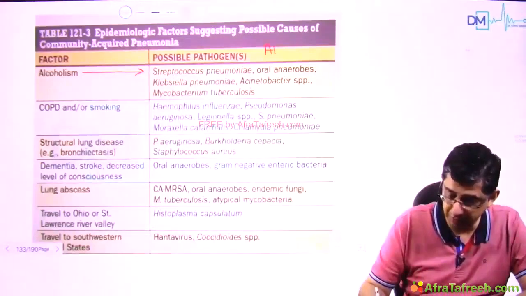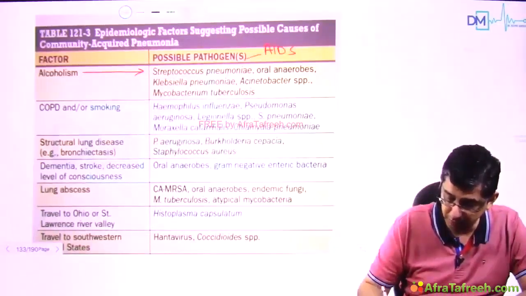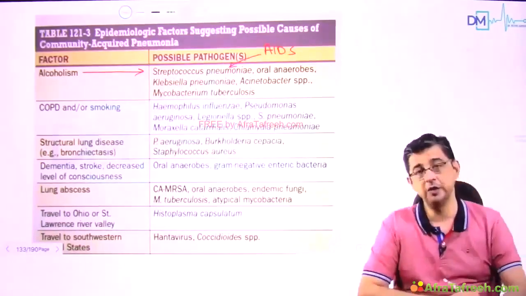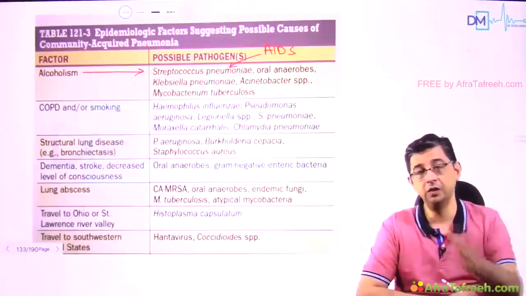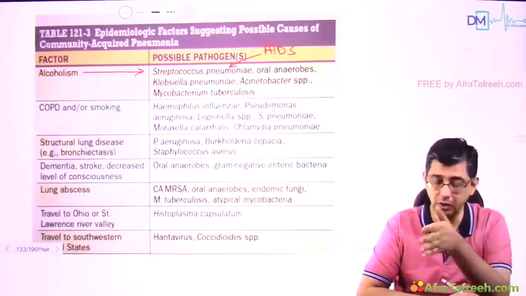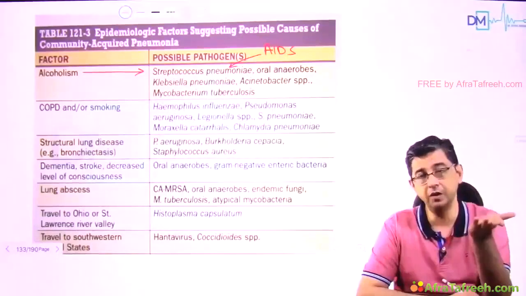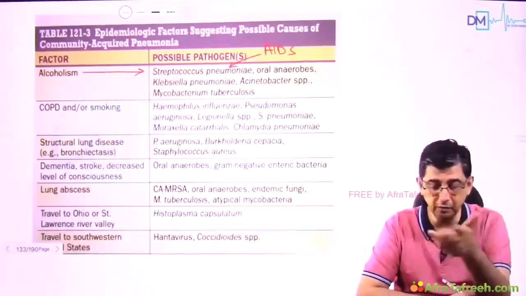I'll say like this: if he says what is the common cause of pneumonia in an AIDS positive patient, don't straight away answer Pneumocystis, because in AIDS positive patients initially it is community acquired infection only. Only when the CD4 count becomes less than 200 does Pneumocystis start appearing. Otherwise even they will end up with Strep pneumonia only.